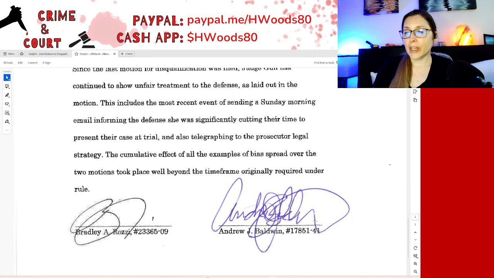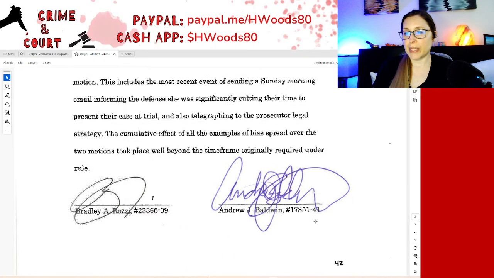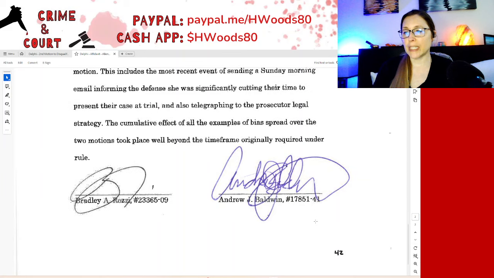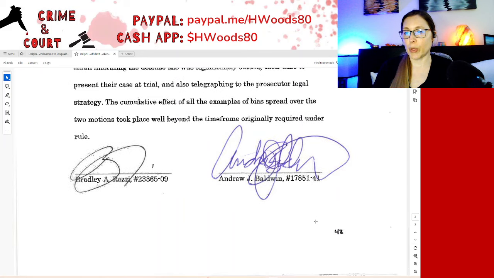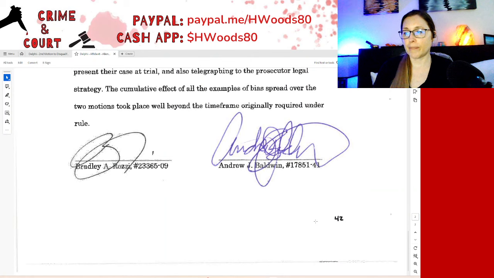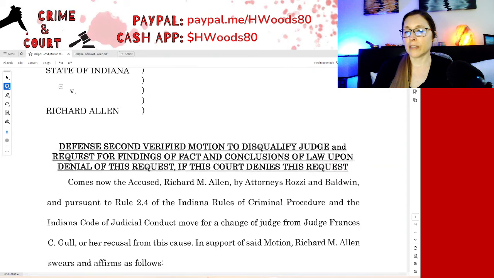The cumulative effect of all the examples of bias spread over the two motions took place well beyond the time frame originally required under the rule. And it is signed Brad and Andrew for the defendant.